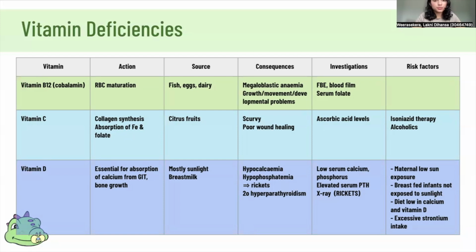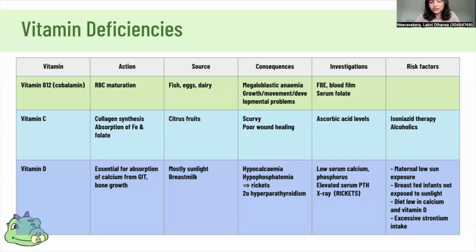Next, you have vitamin C, which is important for collagen synthesis and absorption of iron and folate, and tends to be found in citrus fruits. Consequences of vitamin C deficiency include scurvy and poor wound healing. And next is vitamin D, which we've all heard a lot about, I'm sure. It is essential for absorption of calcium from the gastrointestinal tract, as well as bone growth. It tends to be found mostly from sunlight and breast milk. And the consequences of having vitamin D deficiency include hypocalcemia, hypophosphatemia, and rickets as a result, and also secondary hyperparathyroidism.